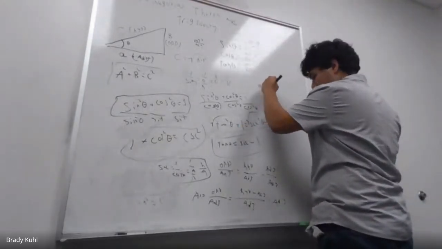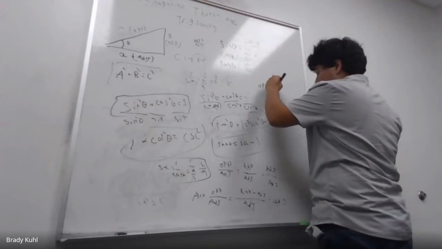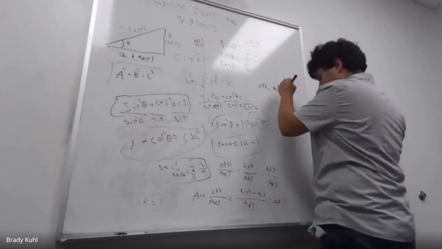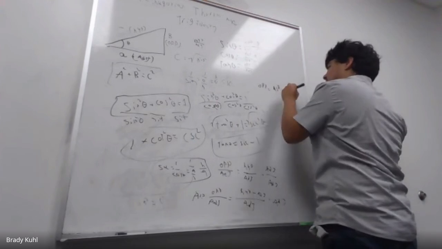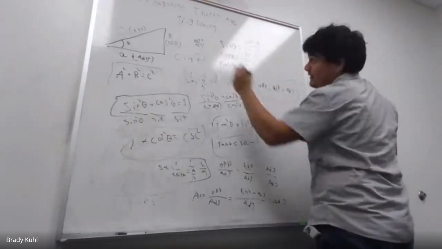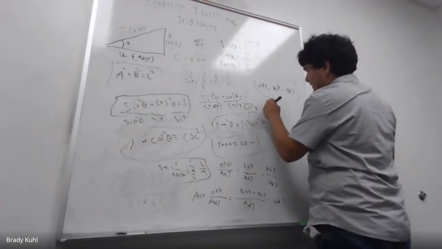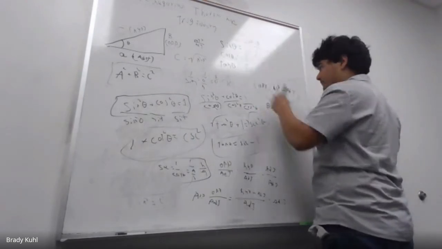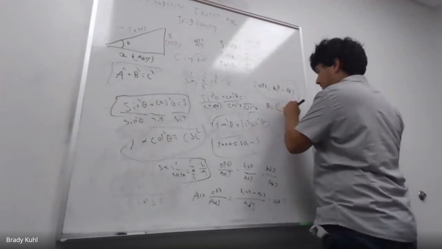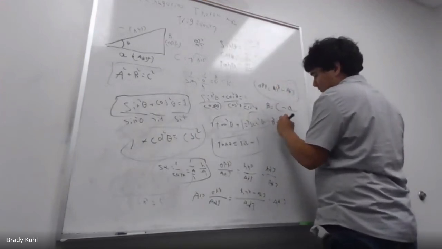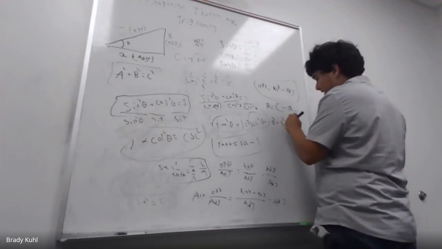Opposite equals the square root of hyp squared minus adj squared. Does it look familiar? Oh yeah, it does. B equals the square root of C squared minus A squared, the same as B squared equals C squared minus A squared.